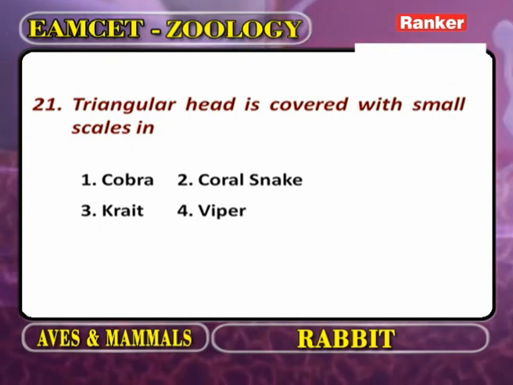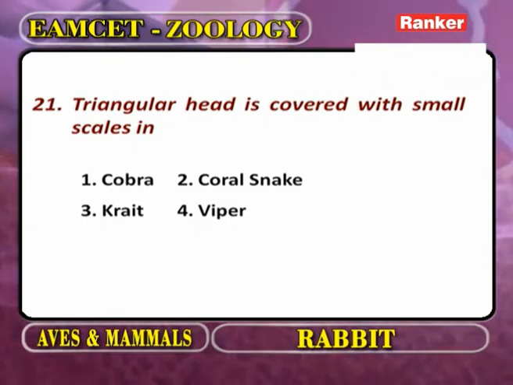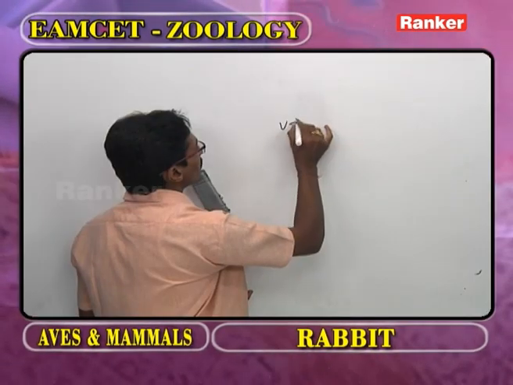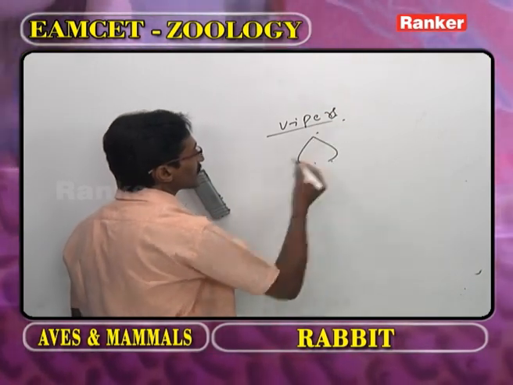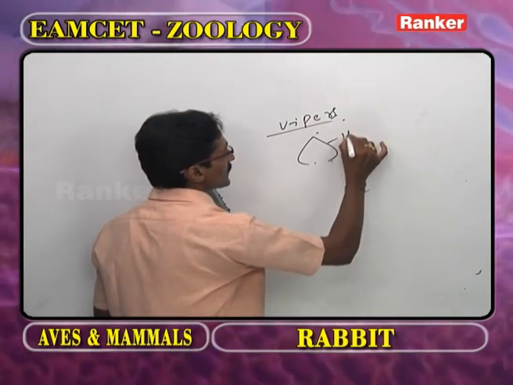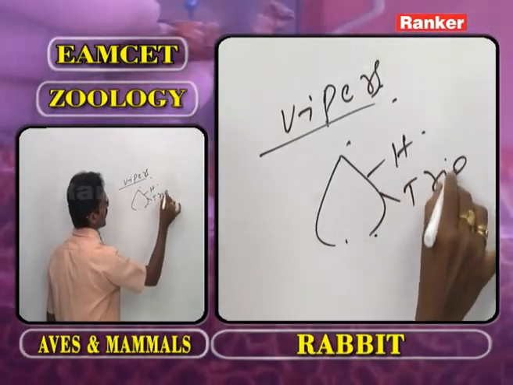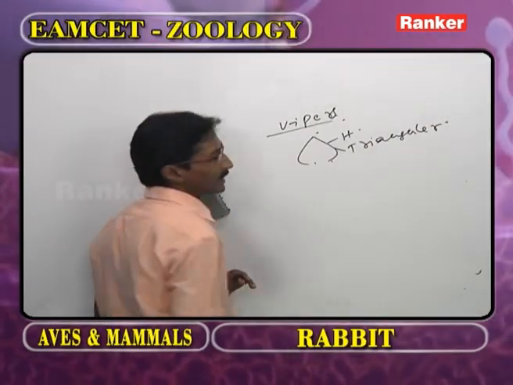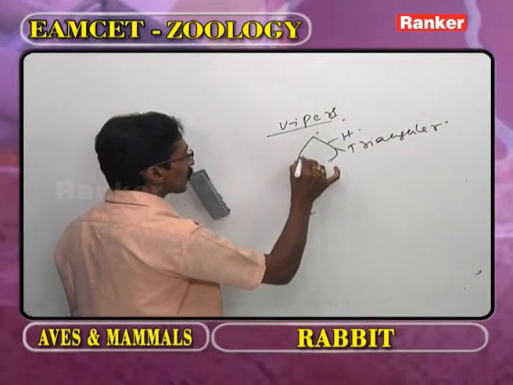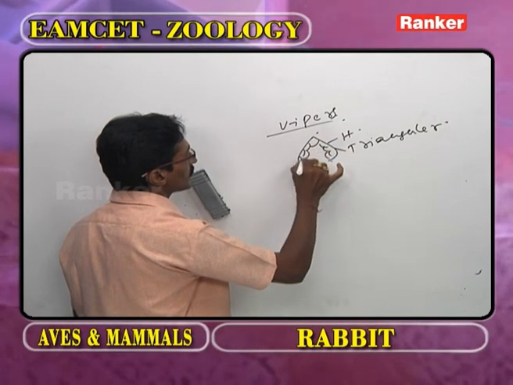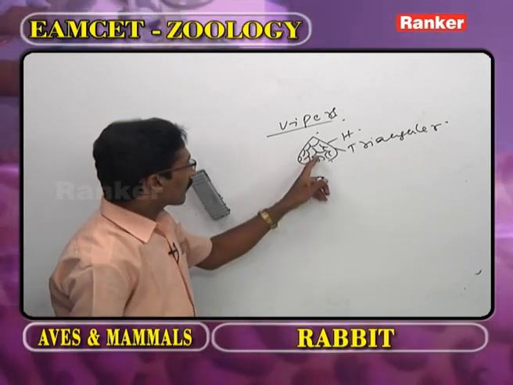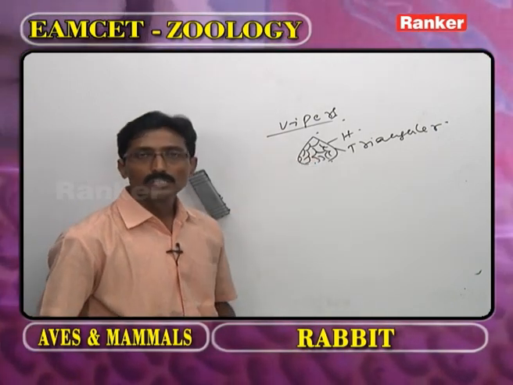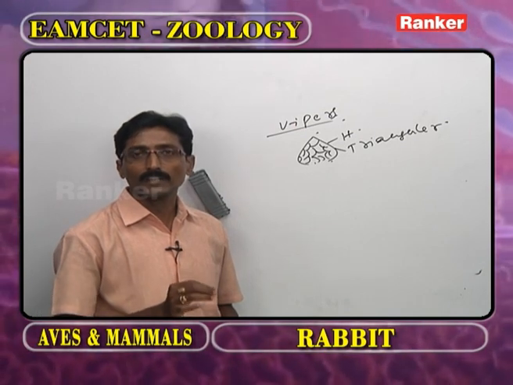Triangular head is covered with small scales. Now, as we observe the vipers, in all vipers, as we observe the head region, it is triangular. Now the head is covered by small scales. Name the snakes in which the head is triangular, covered by small scales. No doubt, vipers.